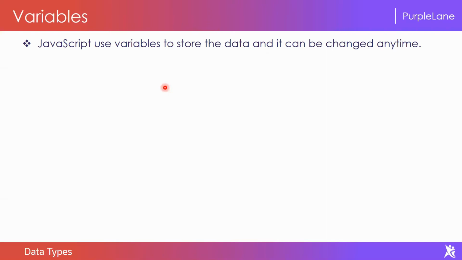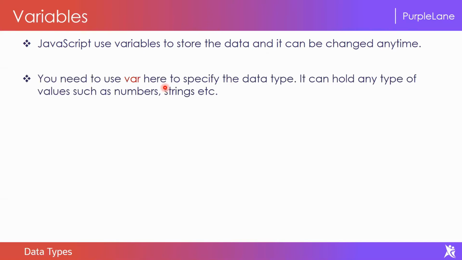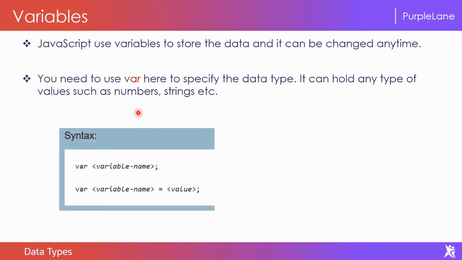So let's see how to declare a variable first. You need to use var here. With the help of the var keyword, we can declare a variable in JavaScript. If you see the syntax, here is the syntax. How do you declare a variable? var, which is a keyword in JavaScript, then a space, a variable name, and a semicolon. So this is how you declare.